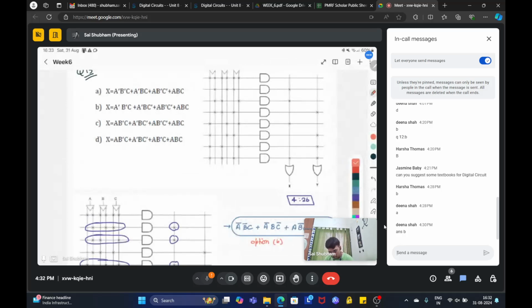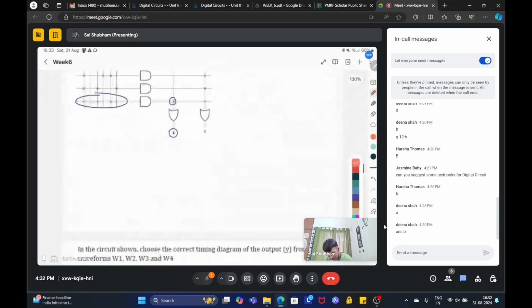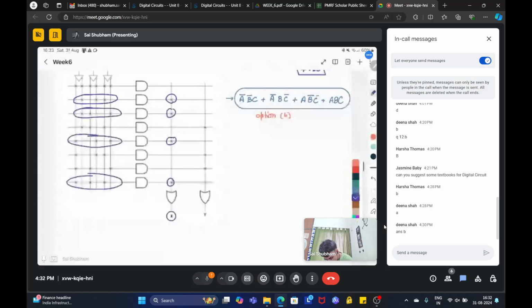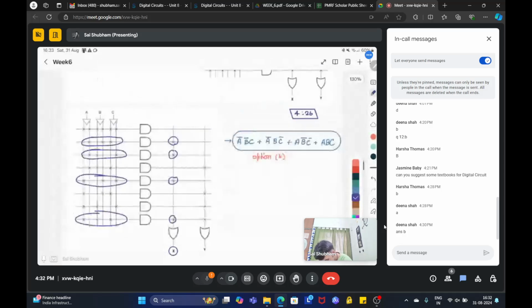Fine. Moving on to the next question. These are AND gates, right? These are AND gates, and this is OR gate. So initially we performed AND operation, and then we performed OR operation. Okay.